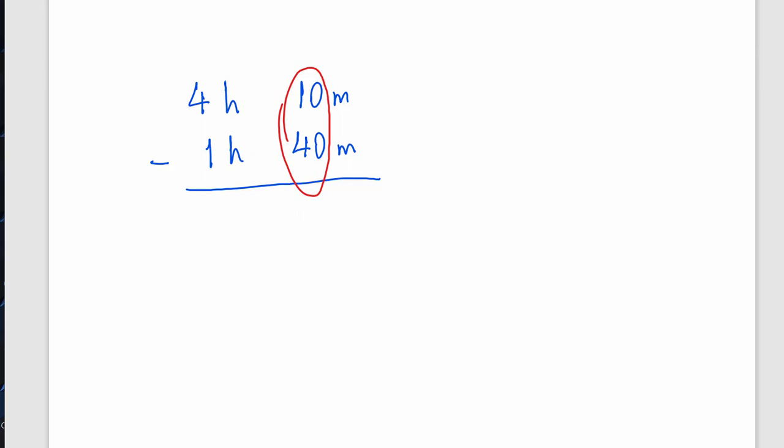4 minus 1. It's 10 minus 40. Do not change the places. It's not commutative. But I think we cannot subtract 10 minus 40. Cannot be done. So we have a problem, right? I need help, my heroes.